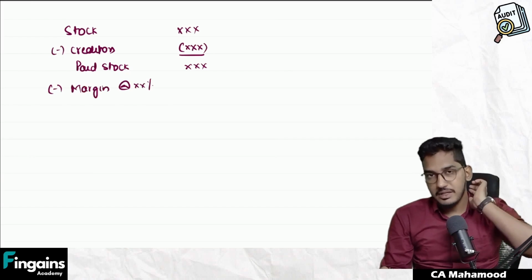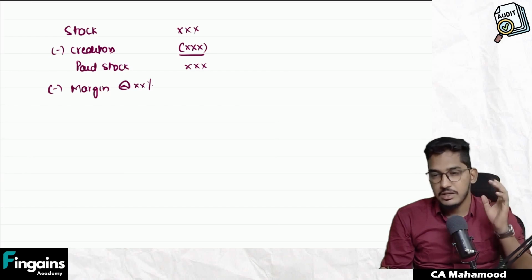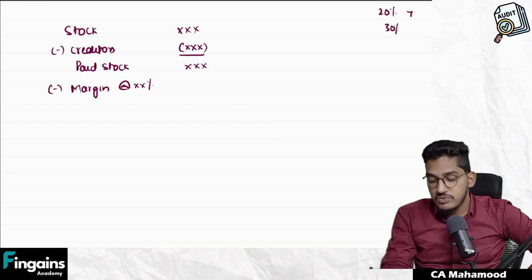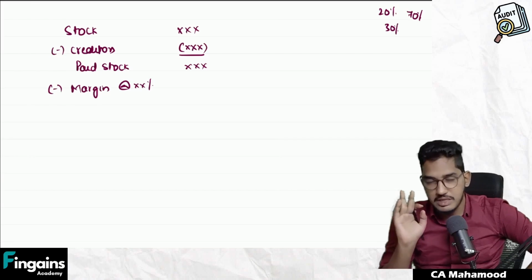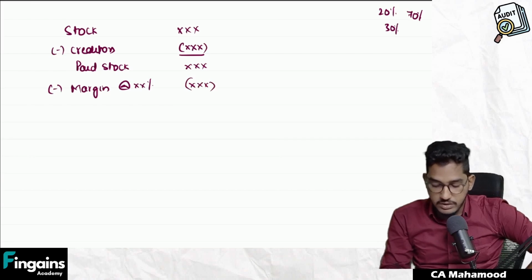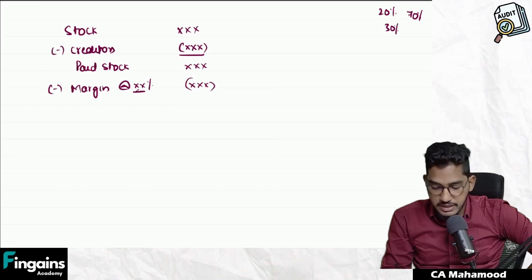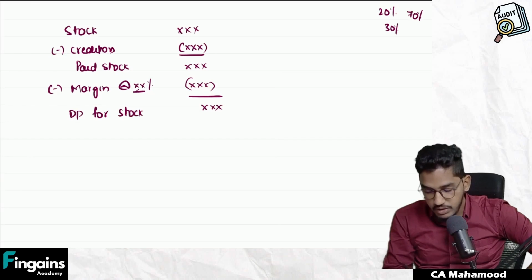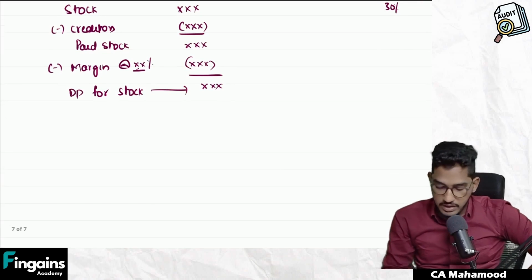Sir, what will that percentage be? That percentage depends on different banks. Some banks will say 20% margin, some 30%, some 70%. Every bank will have one margin percentage. You multiply the given percentage on this figure and reduce it. Whatever figure you get becomes the drawing power for stock.